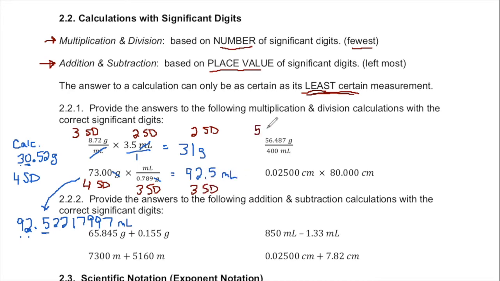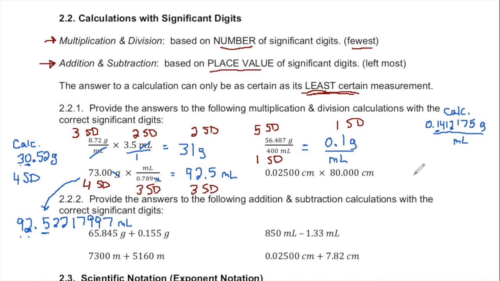Here we have a value with 5 significant digits being divided by a value that only has 1 significant digit. So our answer is only going to be able to have 1 significant digit. Again, my calculator gives me quite a number of digits. When I round this down to 1 significant digit, I get 0.1 grams per milliliter.